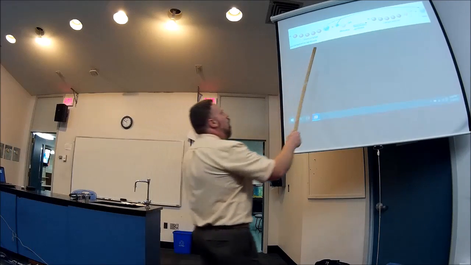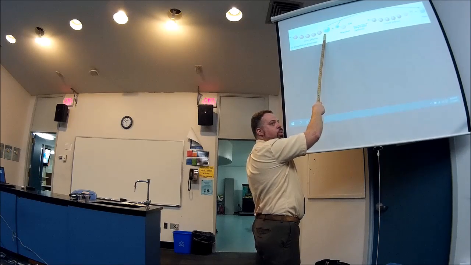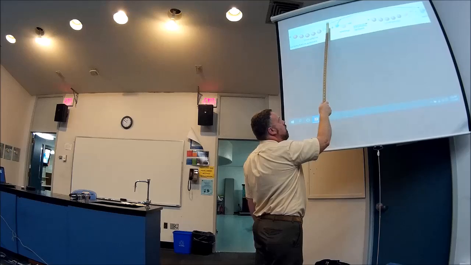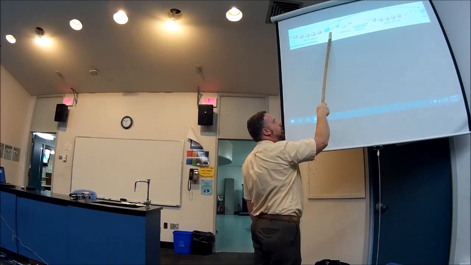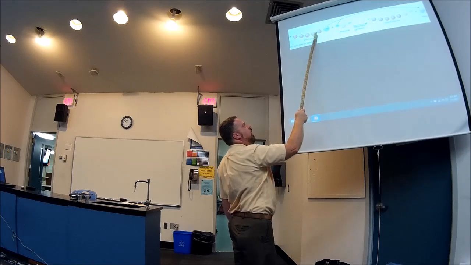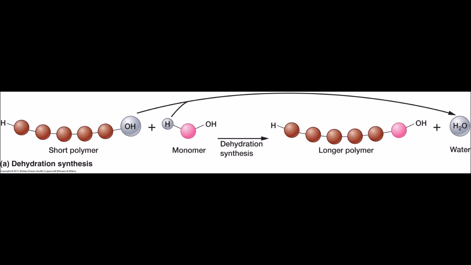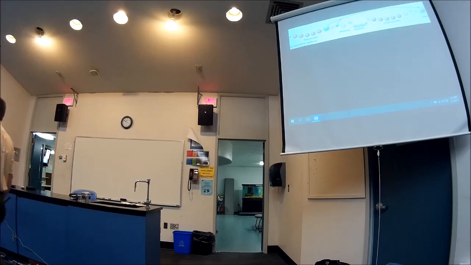Well, we're going to take a hydroxide functional unit off of this, right? Alcohol. We're going to take that off of this and a hydrogen off of this. We put that together, that becomes water, and then we can have now this fused with this to make a longer polymer. Does that make sense? So water gets released, dehydration, for a synthesis reaction. Is that clear? Okay?